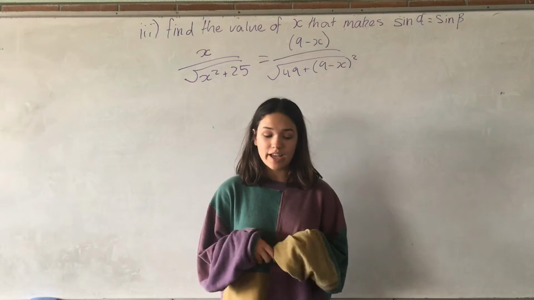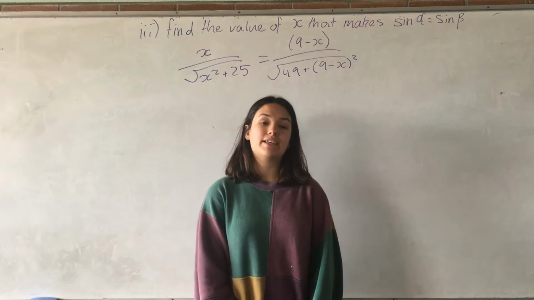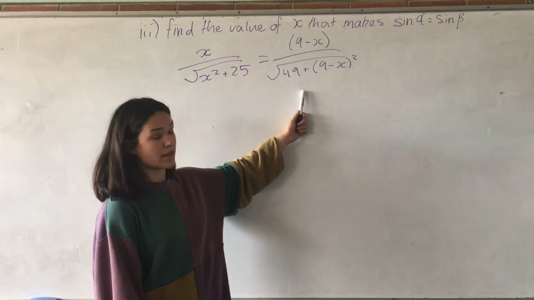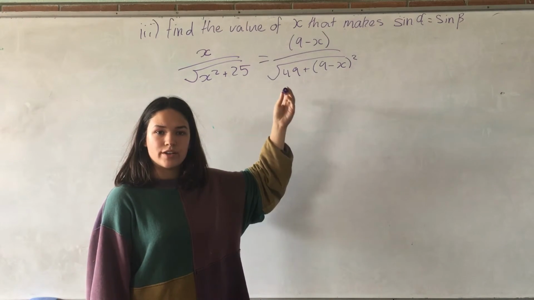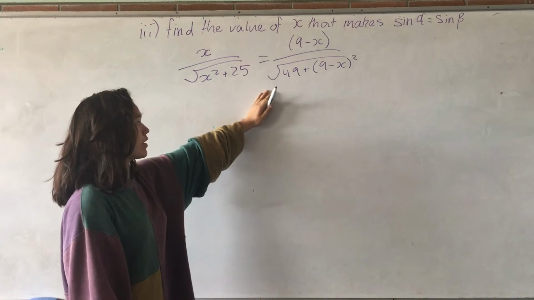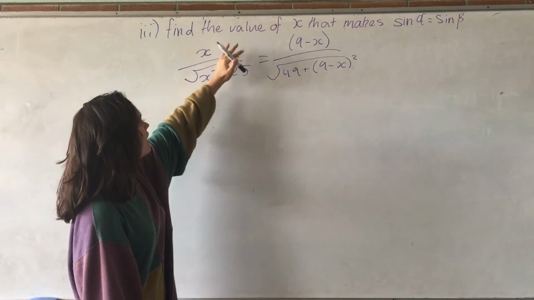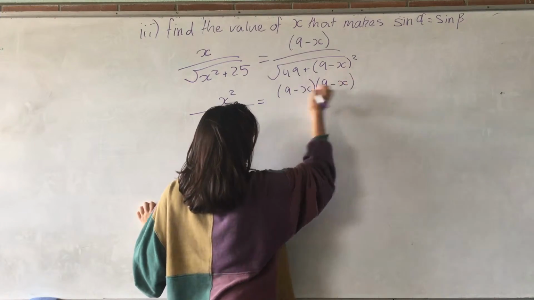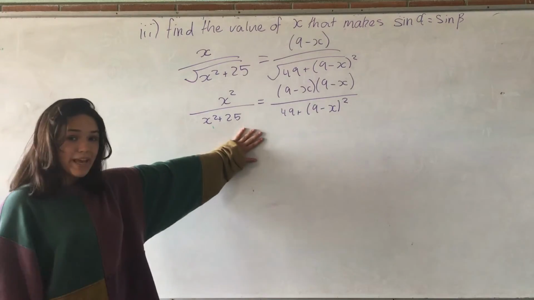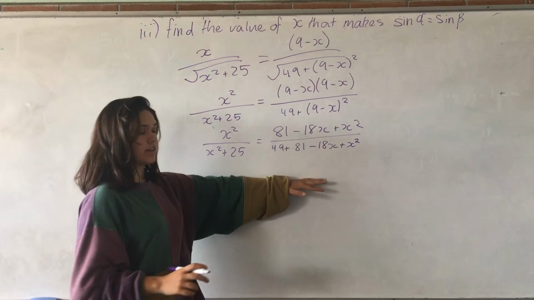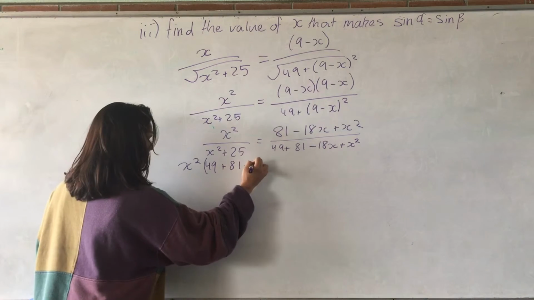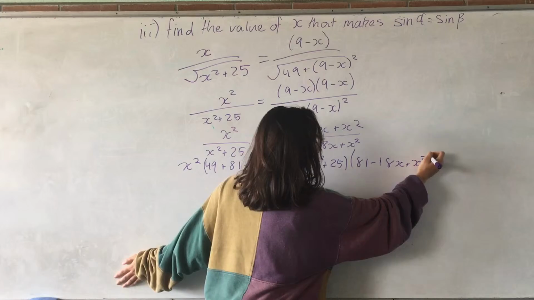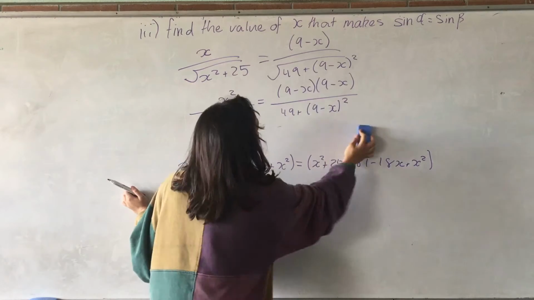Question 3 of 5 is find the value of x that makes sine alpha equal sine beta. I've written up the sine alpha and the sine beta equations, and I'm going to work on isolating x in this. To get rid of the square root signs, I'm going to square everything. Now I'm going to expand, and now that I've got this, I'm going to cross multiply. I'm just going to move this up to the top.